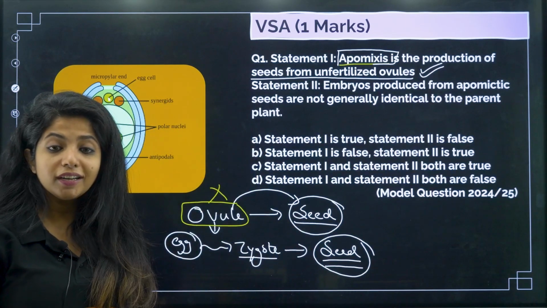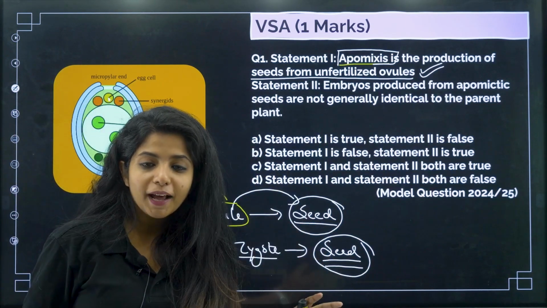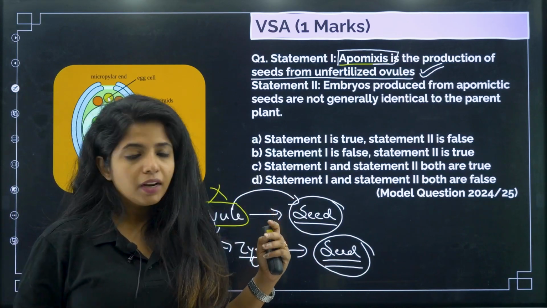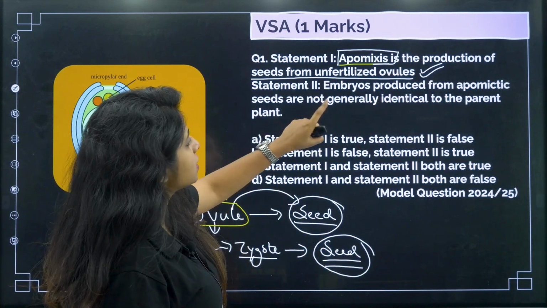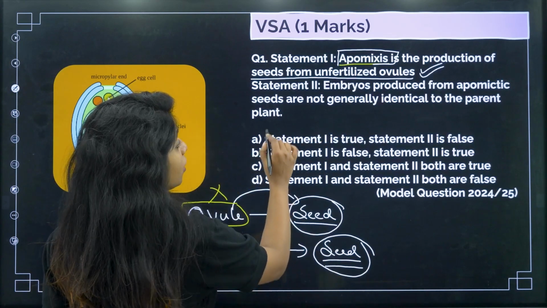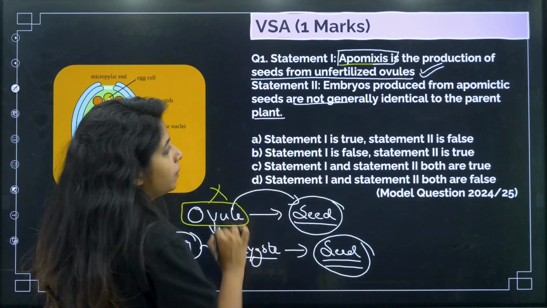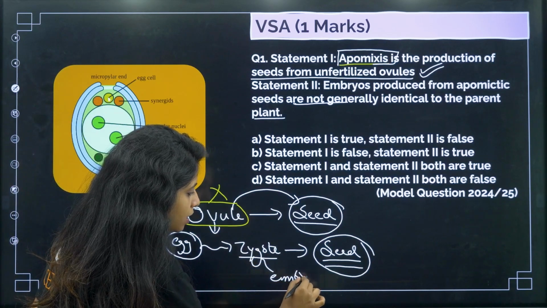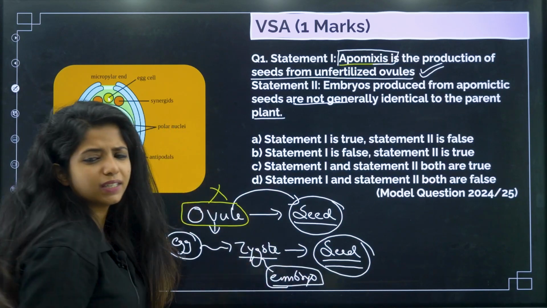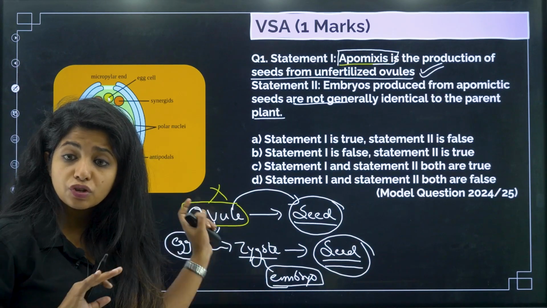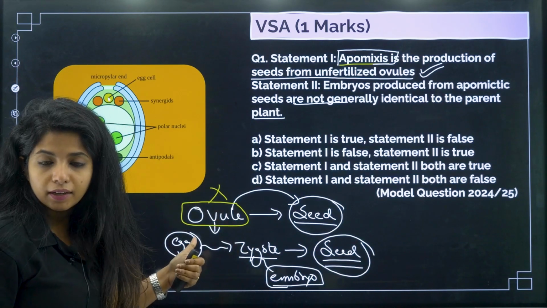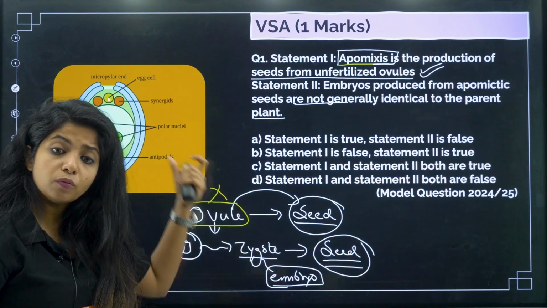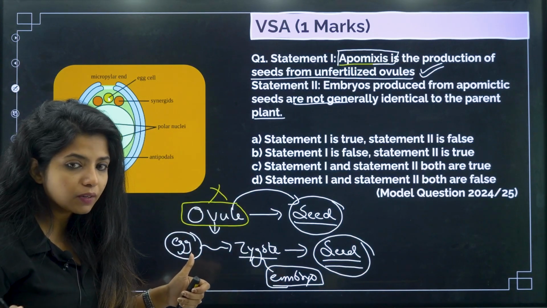How and all, it's a miracle that is happening within the plant's body, but it does definitely happen because of certain hormonal things. Now, embryos produced from apomictic seeds are generally not identical to the parent plant. They are saying that the zygote will form an embryo, and the new plant that is being formed is not identical to the parent plant. This was a parent plant, and from here you got the embryo. It is saying the embryo won't be similar. Is it that so? Do you think it will be like that?